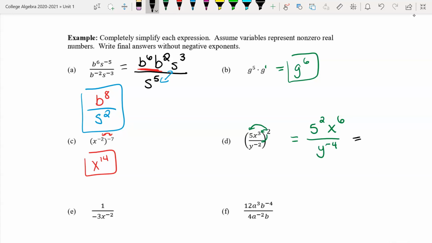Alright, now you got to simplify. 5 squared is 25. In order to make my y to the negative 4th positive, I move it to the top side, and I also have x to the 6. I'm just going to rewrite it with the x first, but there's nothing else you can do, so that would be your answer.